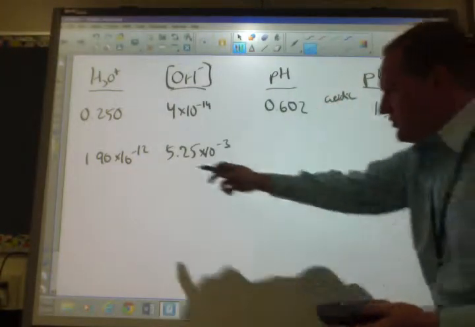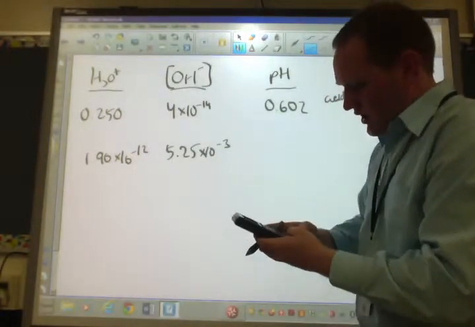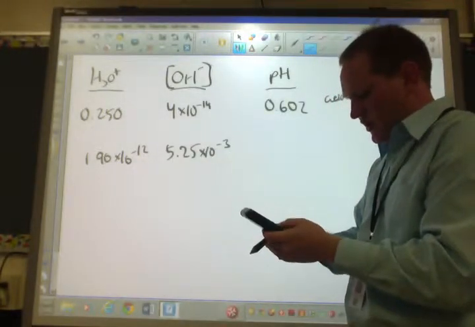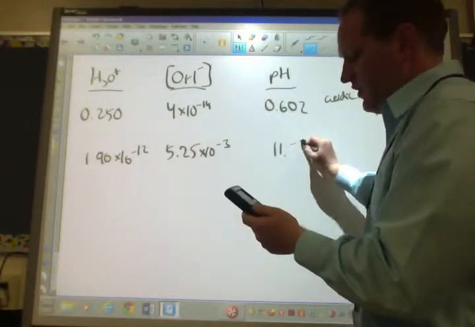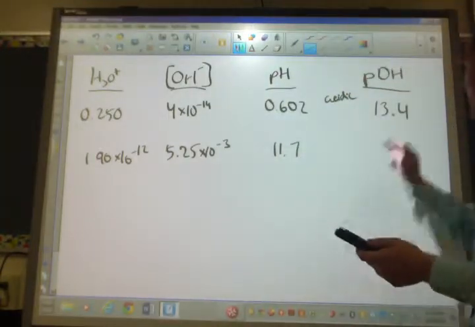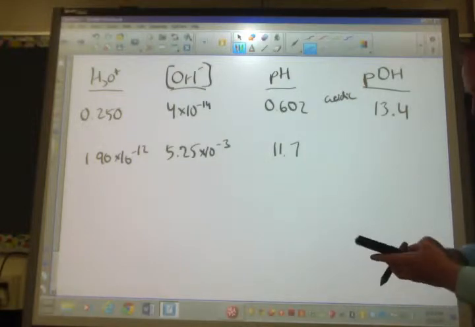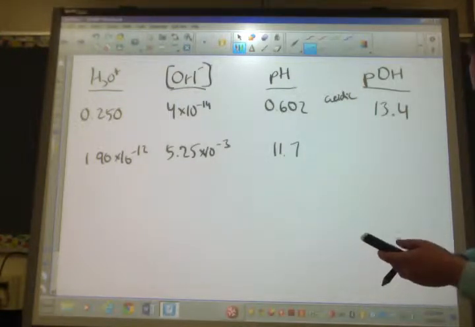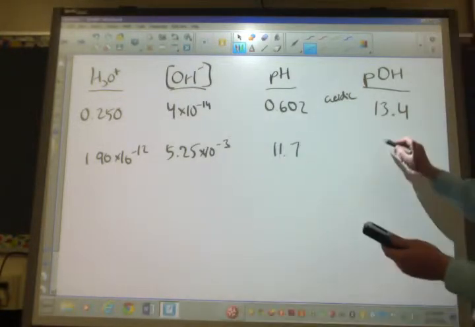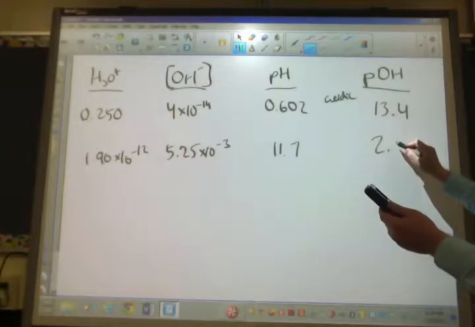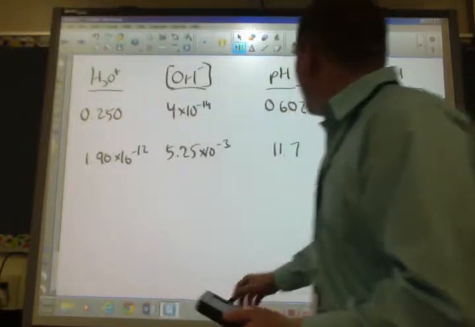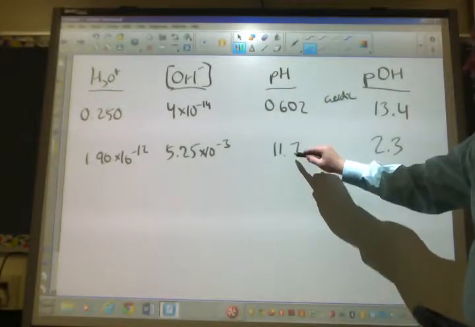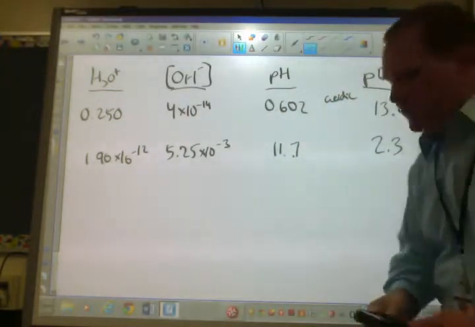Okay, pH, so negative log of this. Negative log of that gives me 11.7, 3 sig figs. And pOH, I can just subtract from 14, or I could do negative log of that, 2.3. And this one is definitely basic. This is more than 7, so it is basic.